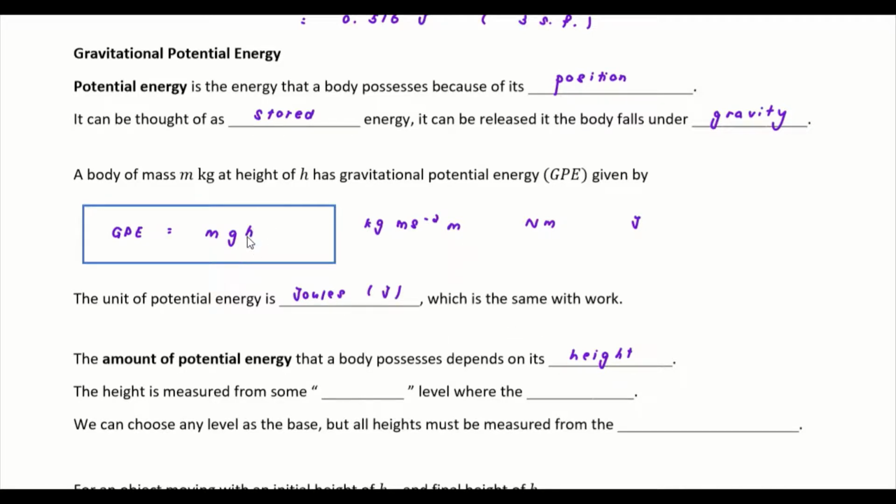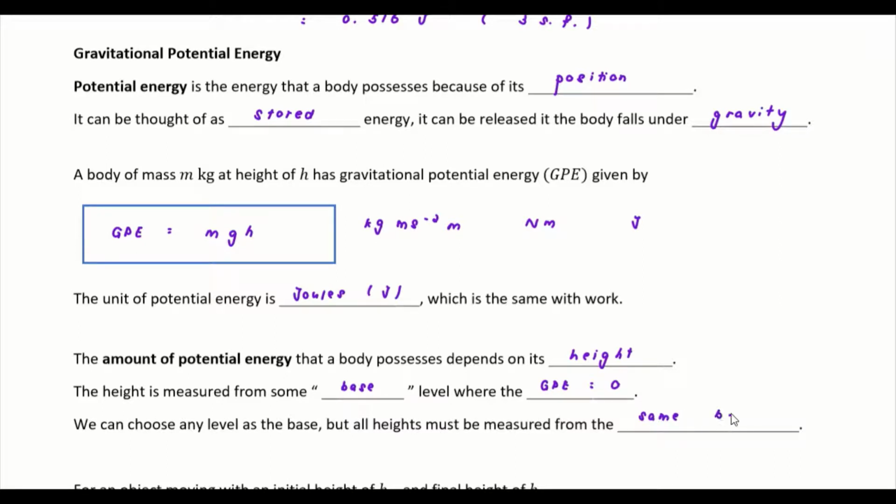So by looking at this, if the height is higher, then your GPE is going to be higher as well. If it's at a lower position, then the GPE will be lower. This height is measured from some base level where the GPE is equal to 0. Later we are going to look at an example to explain this part further. We can choose any level as the base, but just remember that for the whole question, all your heights must be measured from the same base.